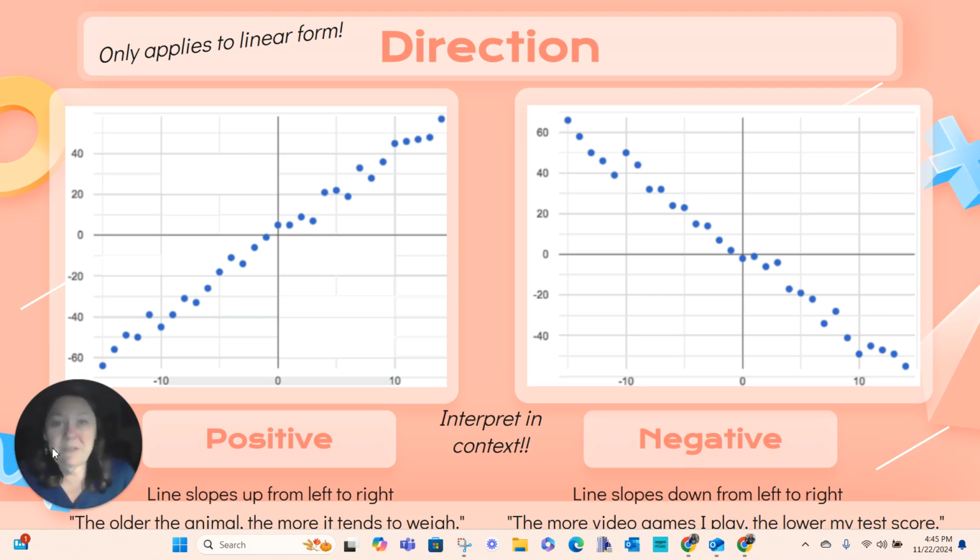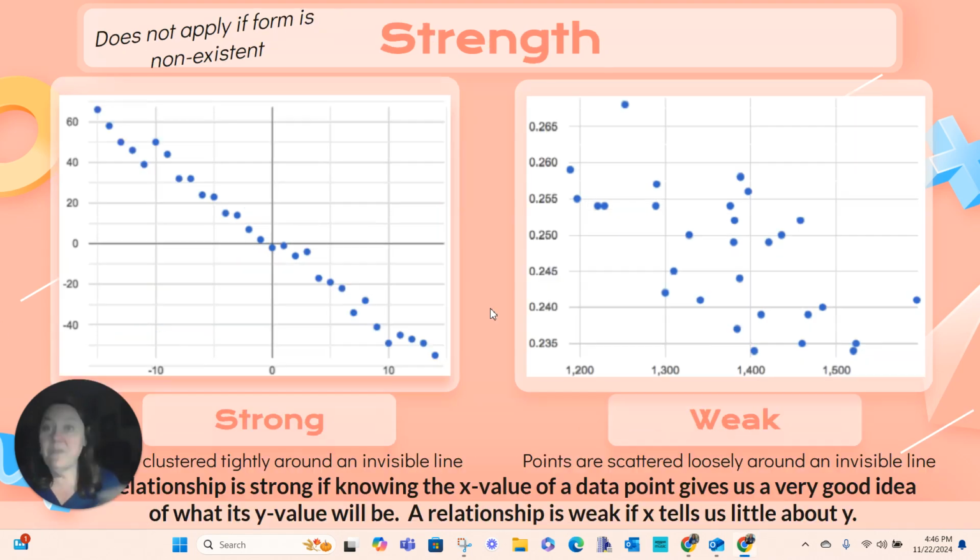But of course, we always want to interpret this in context. So if we were thinking about our animals, which these particular graphs are not from, but something like this, the older the animal, the more it tends to weigh, just like joy, or the humans, right? The older the animal is, the more it tends to weigh. That would be a positive slope, positive direction. Or a negative example would be the more video games I play, the lower my test score at school the next day because I didn't study. Something like that. They will practice the direction of some scatter plots.